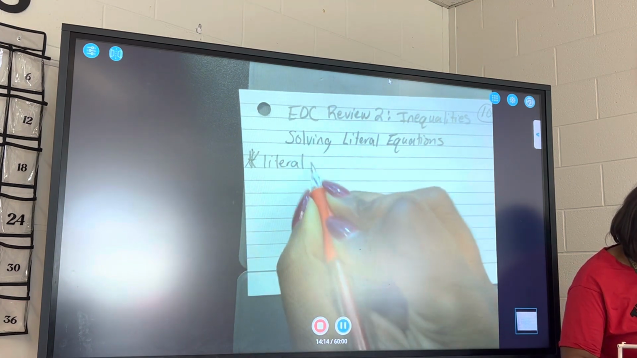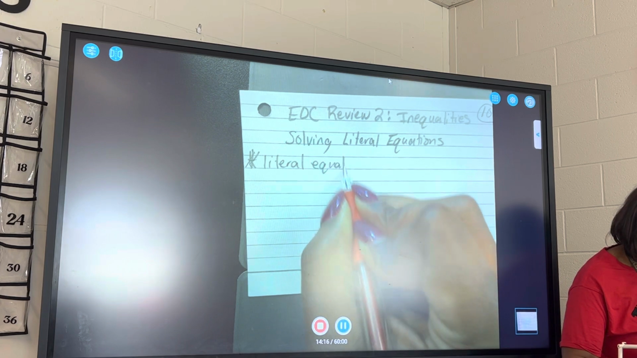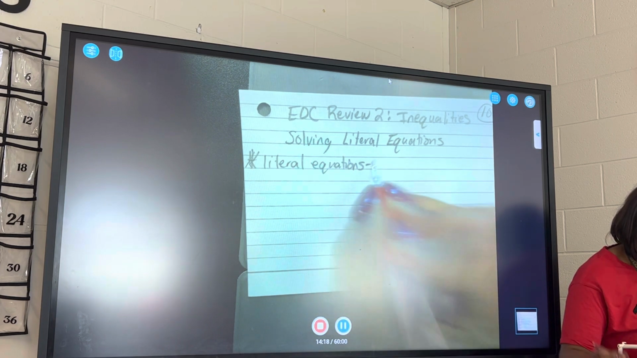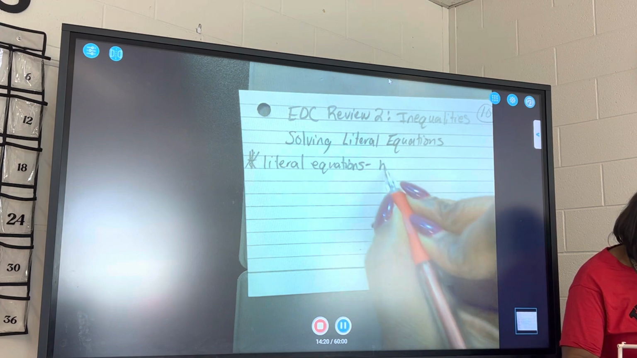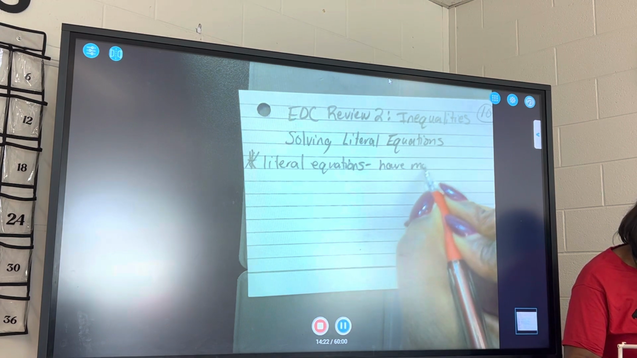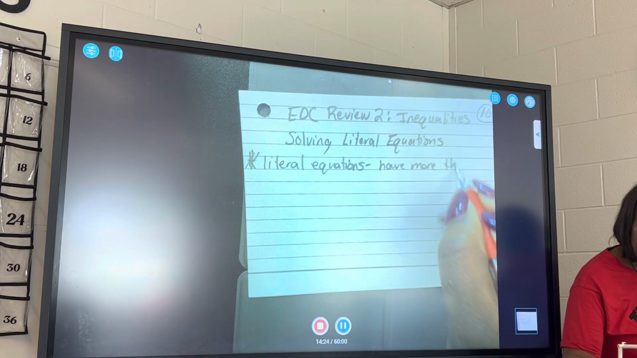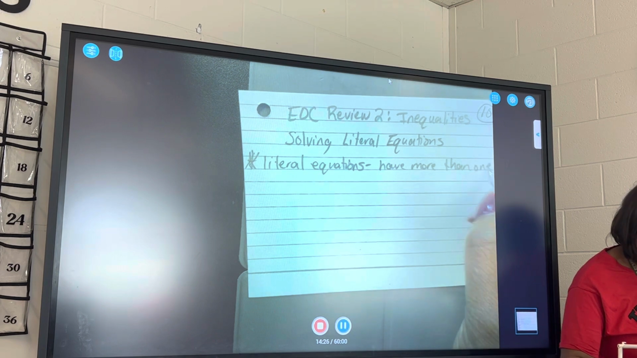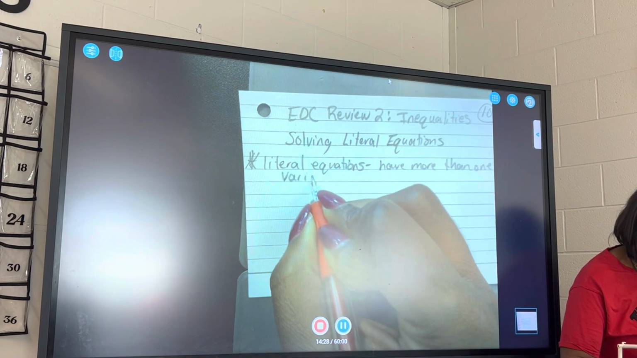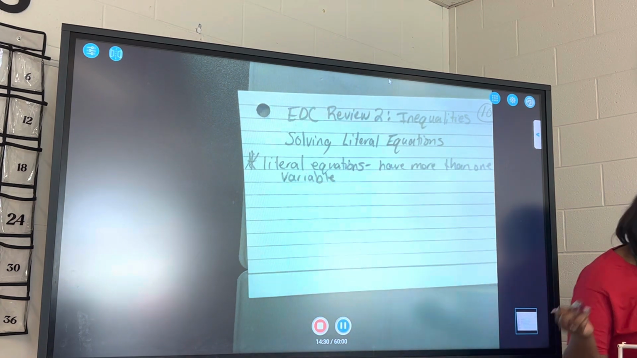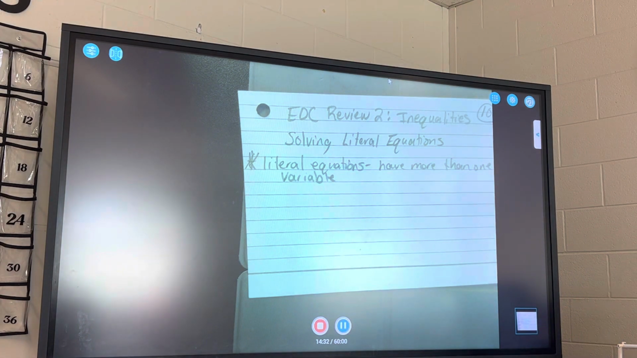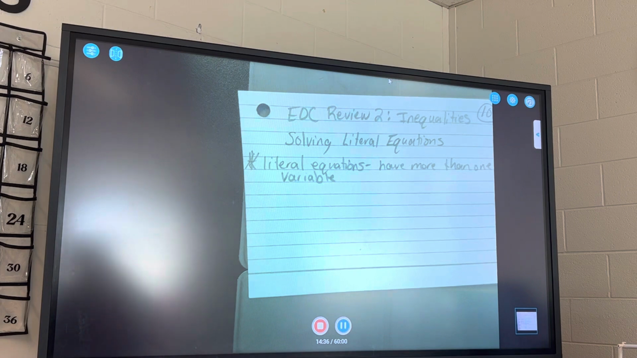A literal equation, so you'll remember, literal equations have more than one variable. Okay.